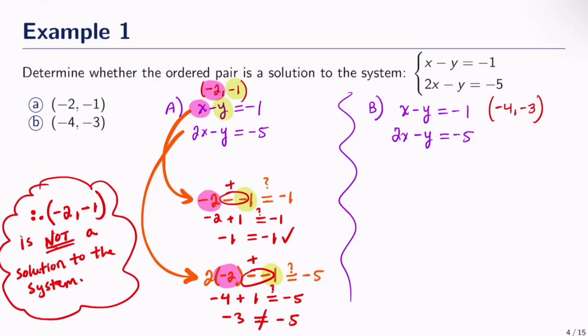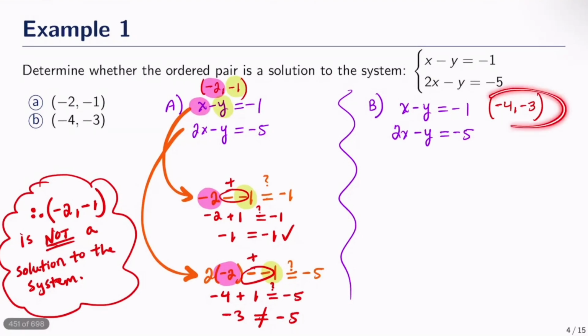Now let's take a look at our part B. The new point that we want to test out is -4 comma -3. So same exact process, it's just different coordinate points. Our x in this case is -4. Our y is -3. Is this indeed equal to -1?